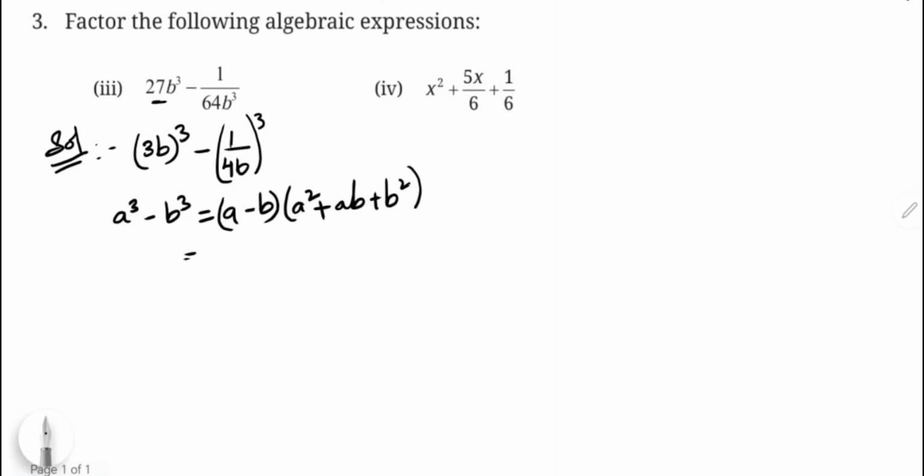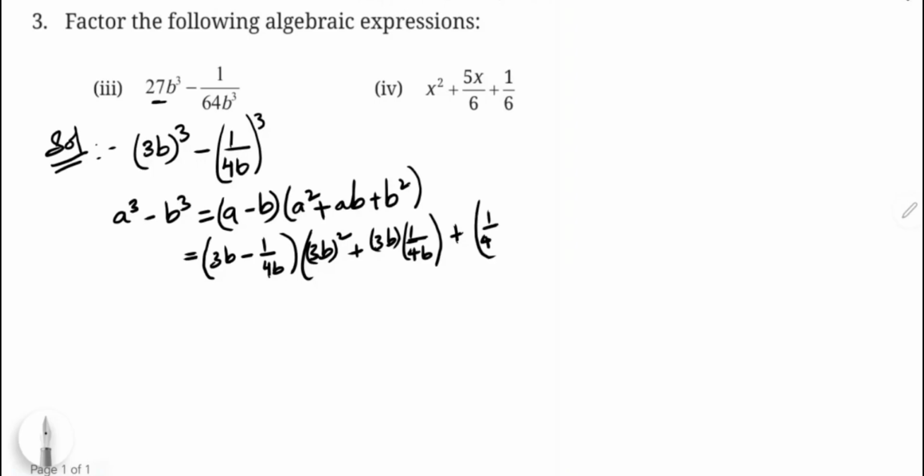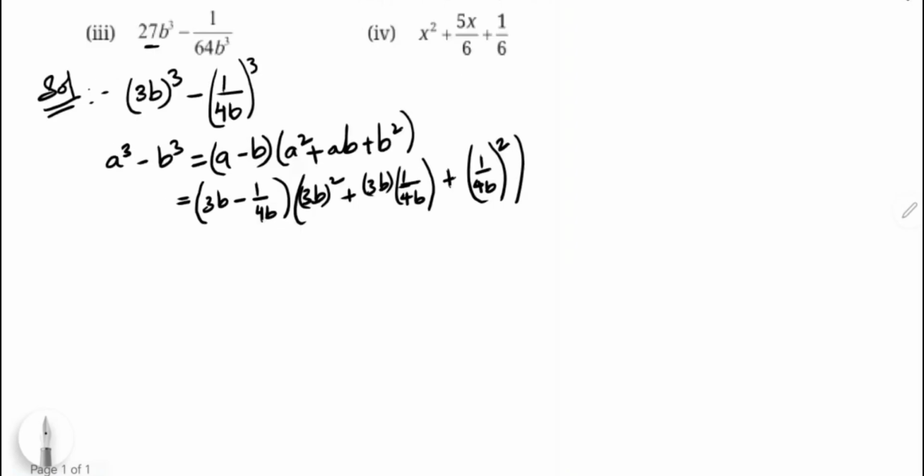Okay, so here a is 3b, minus, b is 1 by 4b. A is 3b square, plus a is 3b and b is 1 by 4b, plus b square, that is (1 by 4b) whole square.